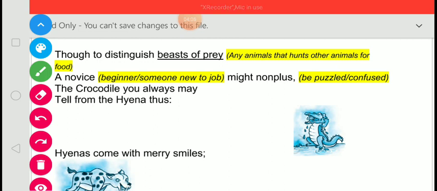which hunt others and eat them. After this she asks us whether we know how to recognize beasts that hunt their prey. Here she explains about hyenas, which she thinks have a smiling face, and the crocodiles that have tears in their eyes. This can be seen when they are killing their prey.